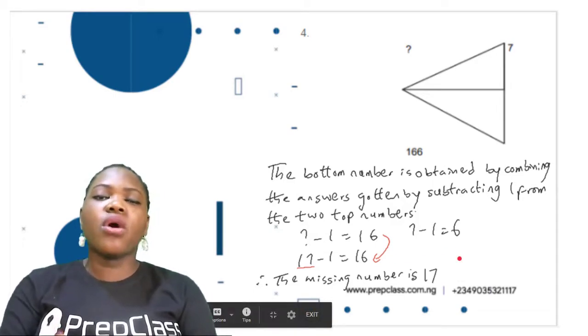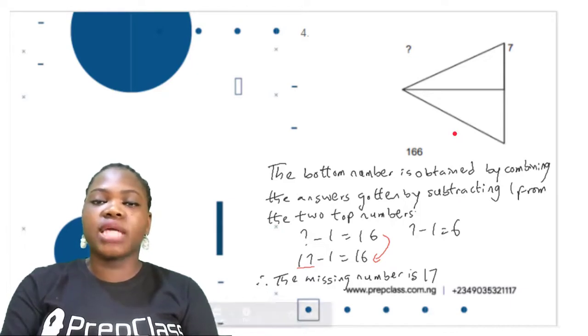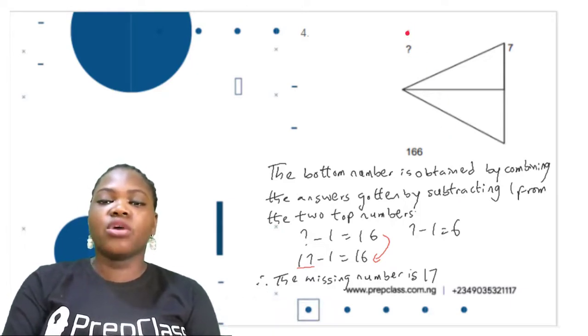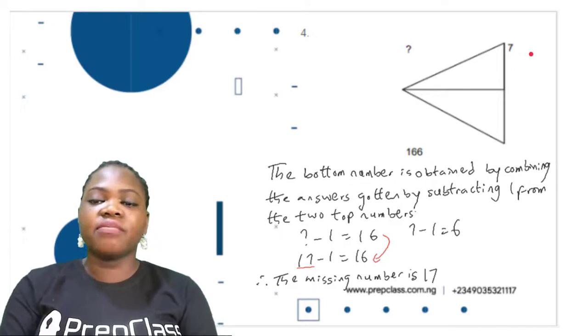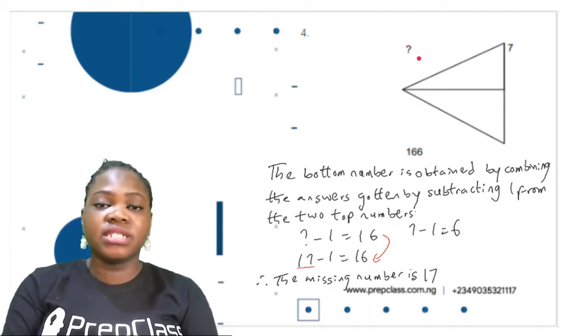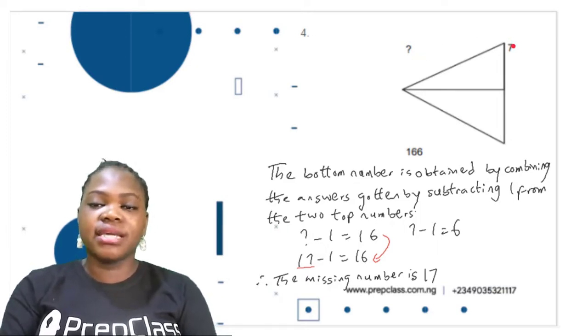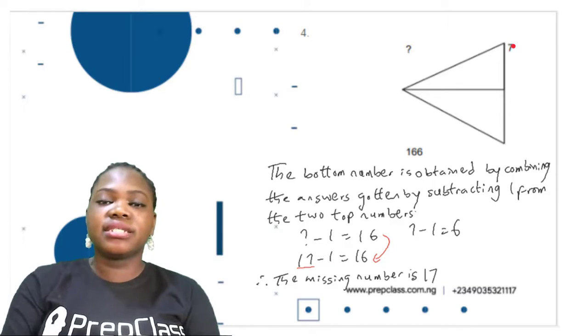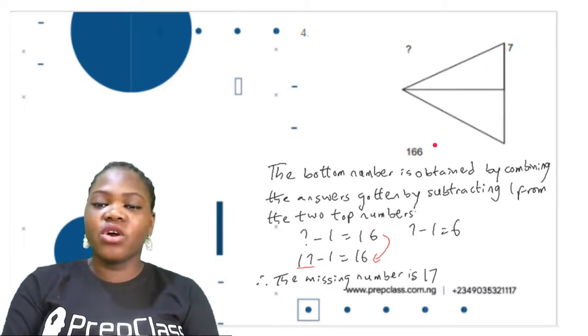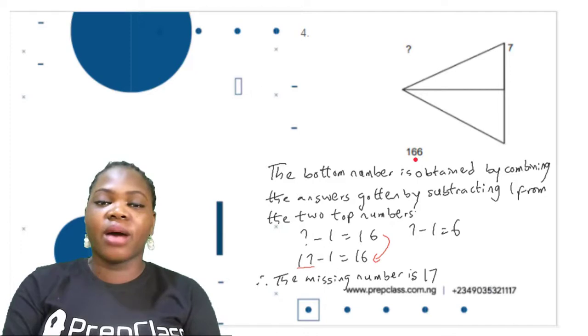But before we go on, let's check if this is correct. We know that all we have to do to get the bottom number is to subtract 1 from each of the top numbers and simply combine the answers. So the unknown number as we have gotten is 17. 17 minus 1 is 16. 7 minus 1 is 6. Now let's combine 16 and 6. We have 166. So this means that we got our answer correctly.